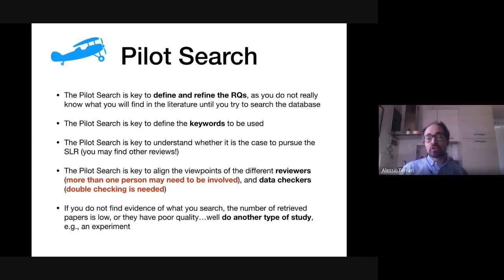The pilot search is also key to align the viewpoints of the different reviewers, because if you are dealing with 200, 300, 400 papers, you cannot do this effort alone. Okay, so you need to parallelize the work of paper screening and data extraction and data assessment. So this activity needs to be made in parallel, and the reviewers need to have the same mindset, the same point of view. So this alignment is made during the pilot search, where you are less systematic, more free, and you are working towards the definition of a systematic way of working.